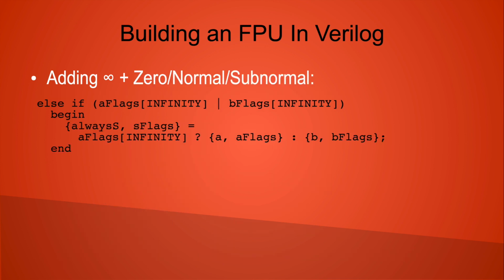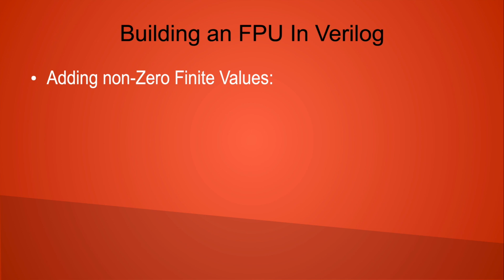If one of the operands is infinite and the other is finite, we return the signed value of the infinite operand. Now the real work begins, adding two non-zero finite numbers. I'm going to take this in stages.